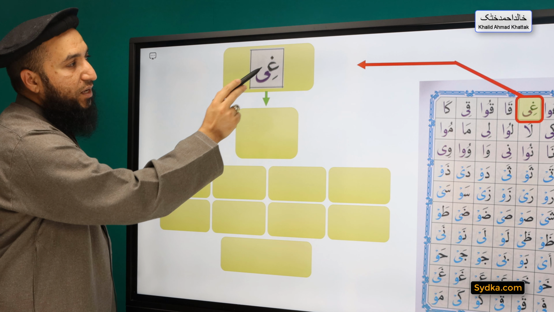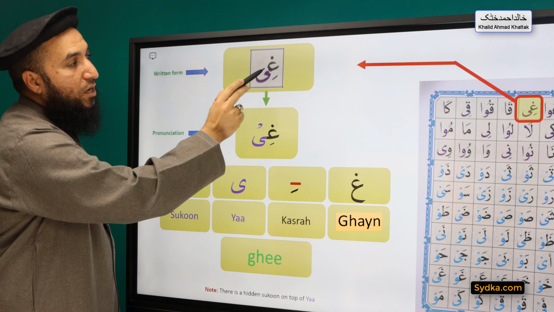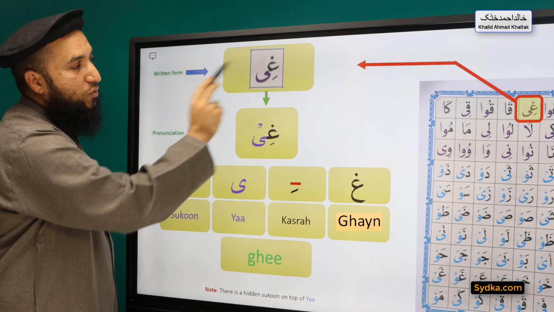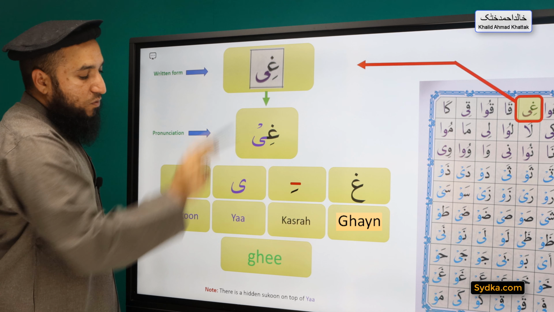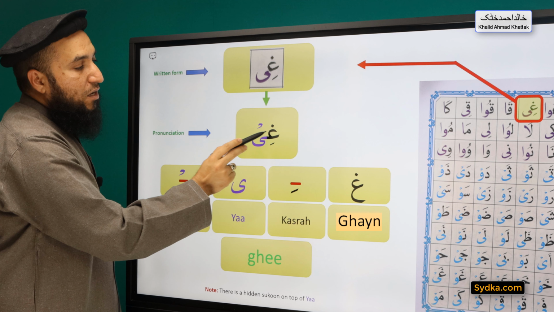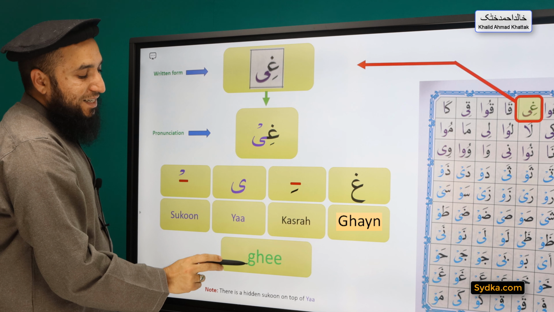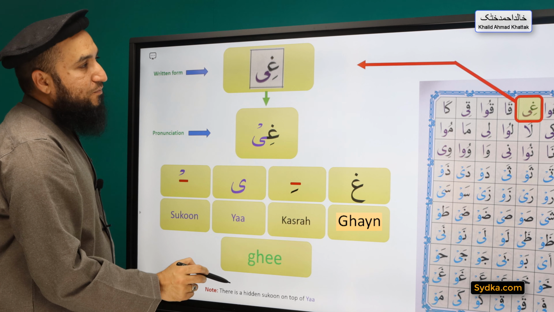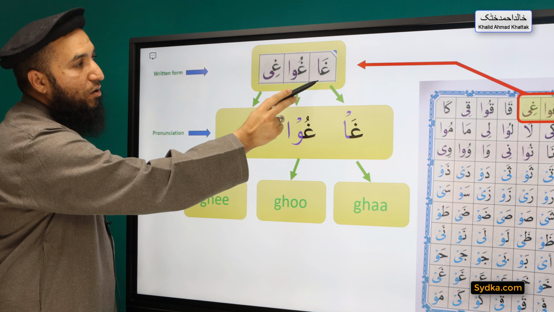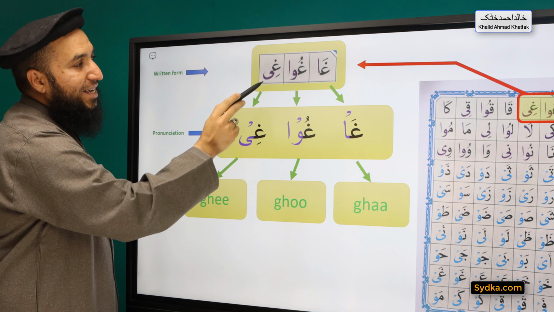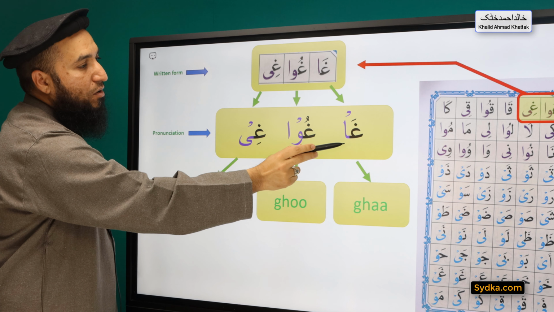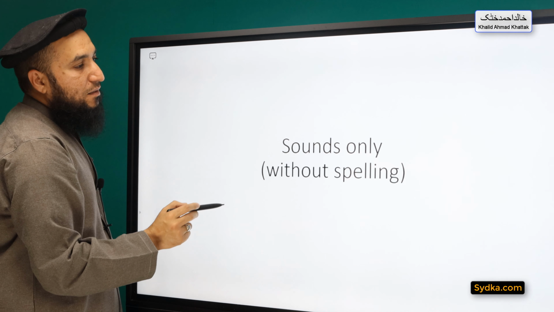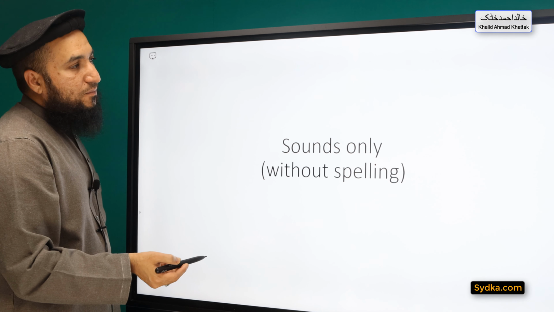The next syllable we have is Ghain Kasra Ya Sukoon. Ghain is a heavy letter, it has Kasra underneath, it is followed by Ya, and Ya has hidden Sukoon. Ghain Kasra Ya Sukoon, Ghi. Gha. Ghu. Ghi. So the next few slides would be sounds only.